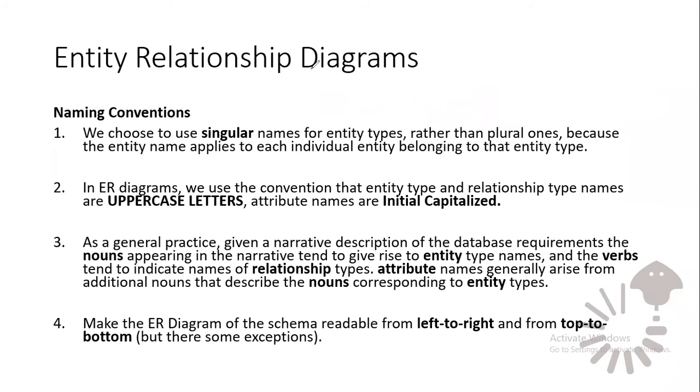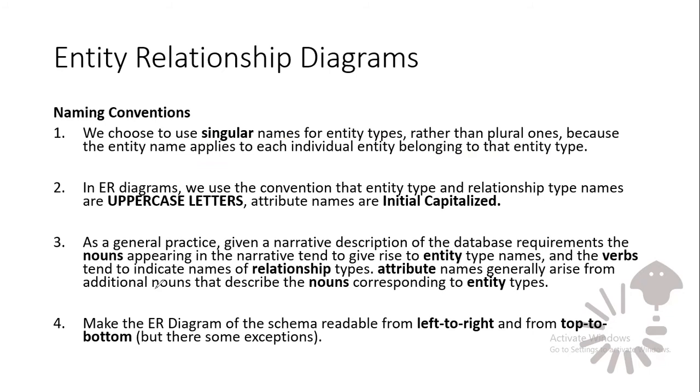Meron din mga ganung klaseng rules sa entity relationship diagrams. So first, we choose singular names for entity types. So kung maglalagay kayo ng name sa entity, dapat singular sila. Book, hindi books. Student, hindi students. Patient, hindi patients. Customer, hindi customers. Product, hindi products. Always singular, rather than plural. Because entity applies to each individual entity belonging to that entity type. Kasi we treat every entity, every student, every customer as isa lang per transaction. Kaya singular lang po ang entity types.